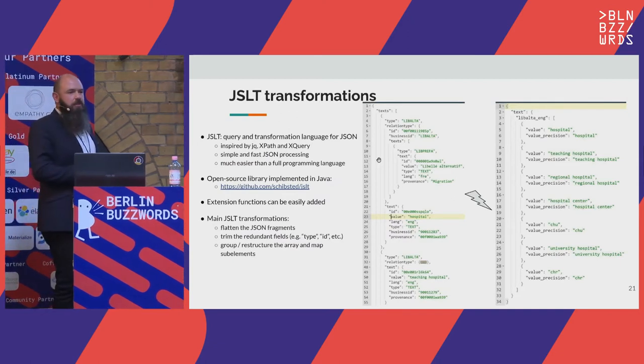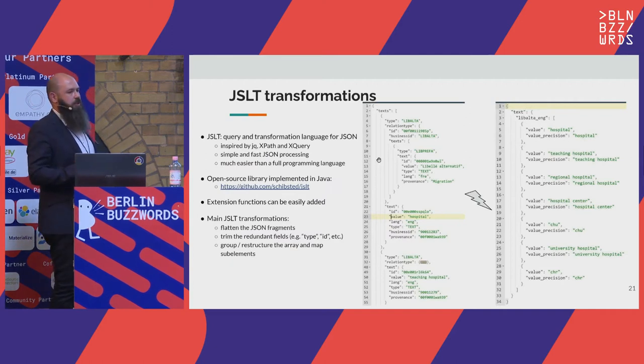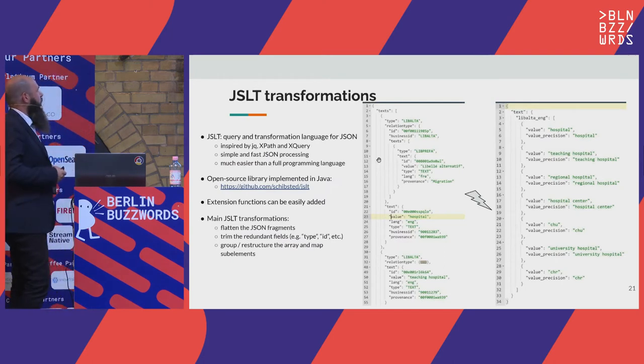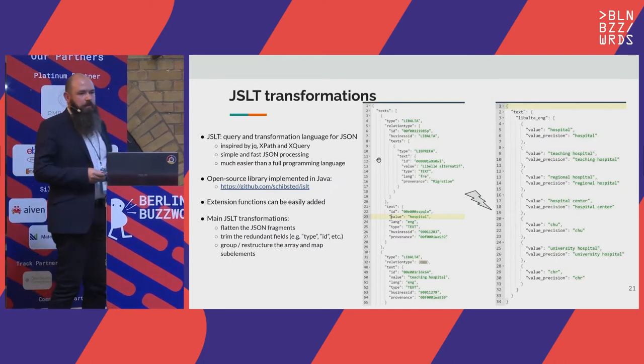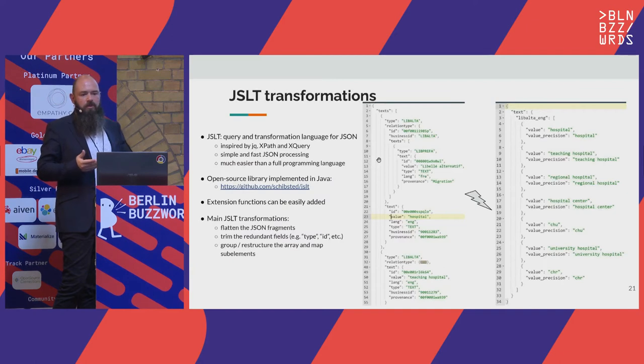JSLT transformations, is anyone familiar with this? Have you ever maybe used this library? No? Anyone? Yeah, several people. So it's a query and transformation language for JSON. It's inspired by jq, XPath and XQuery. It's a simple and very fast JSON processing, and I would say it's much easier than a full programming language.